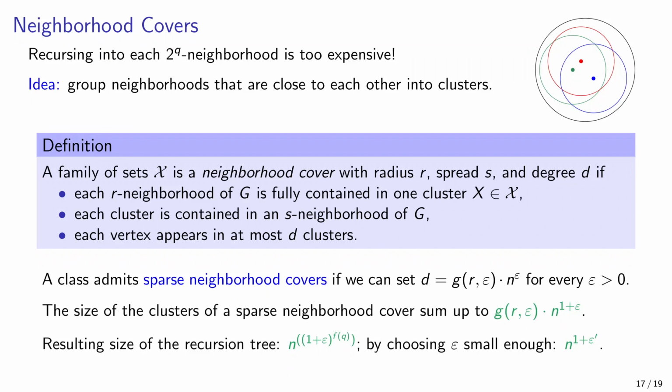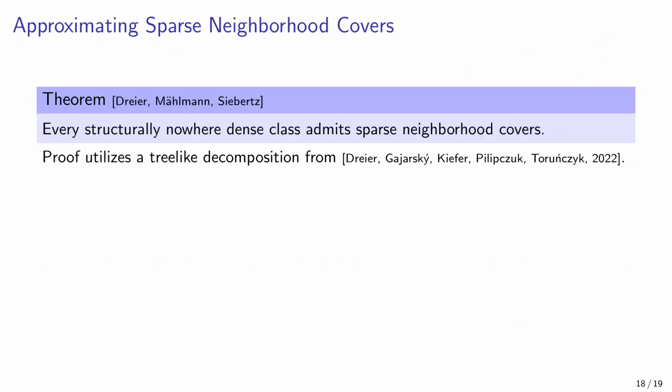If we sum up the sizes of the clusters of a sparse neighborhood cover, then we get size n^(1+epsilon). For our recursion tree, this means if we choose epsilon small enough, then also the recursion tree will have size n^(1+epsilon). So this solves our problem of the branching. The only thing left to show is that we actually have those sparse neighborhood covers for structurally nowhere dense graphs.